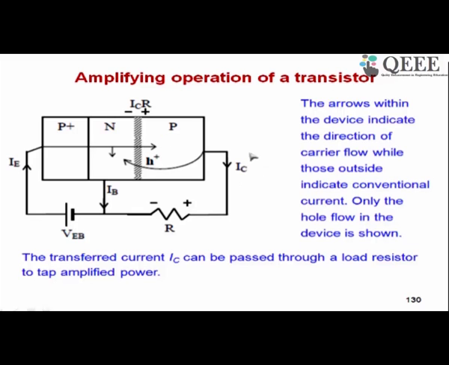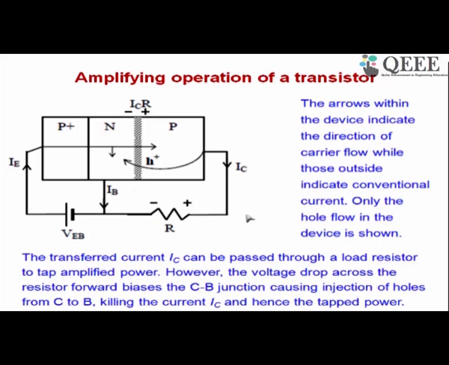In other words, the collector current will become really very small. We want the collector current to be approximately equal to the emitter current. But because of forward biasing of this junction, the collector current has become very small, and transistor action has got destroyed. That is why I am not able to convert this collector current to a voltage by passing it through a resistor. What is the way out? So let us put that down in words here. The voltage drop across the resistor forward biases the collector base junction, causing injection of holes from collector to base, killing the current IC and hence the tap power. So we are not able to tap any power here.